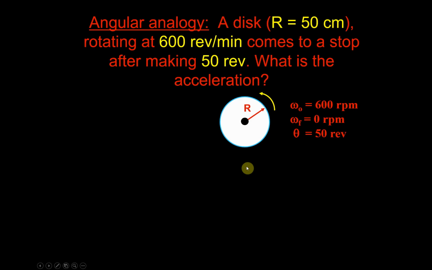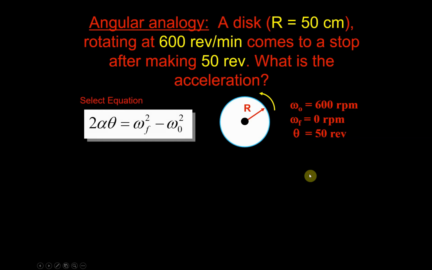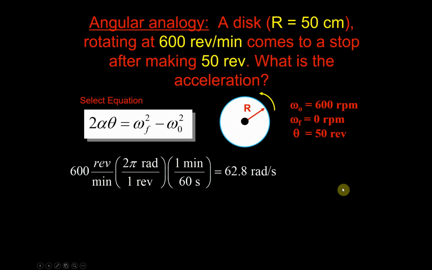So, we need to do some conversions, but we can say that the equation we need is 2 alpha theta, which is equal to the change in omega squared. And you can see the linear analog of 2AS here. First we have to convert.